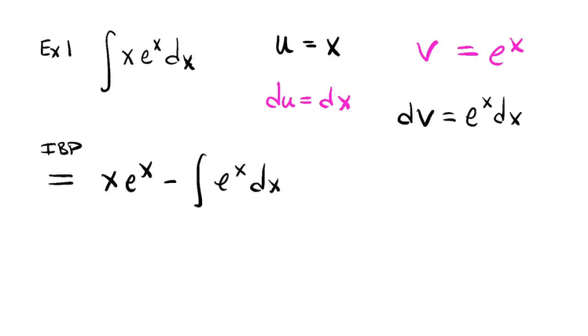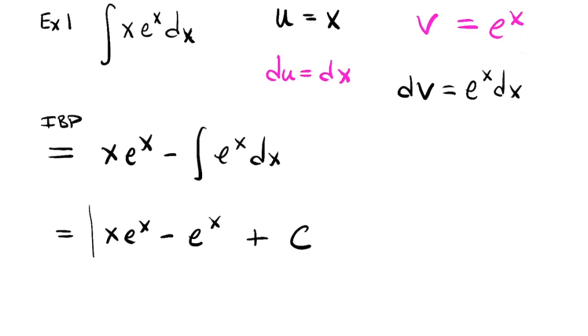Good. I'm not done because I have a second integral that I need to compute, but in this case, I think life is looking pretty good. This x e to the x goes along for the ride. The antiderivative of e to the x is e to the x. And now I'm not going to anti-differentiate anymore, so I add the ubiquitous constant, and there's my answer.